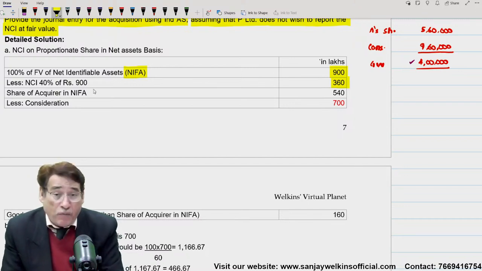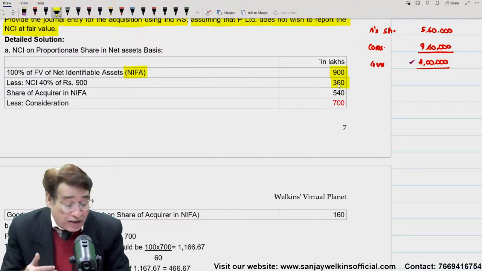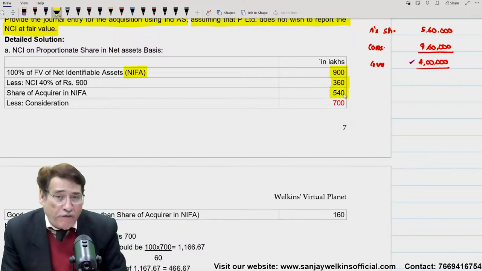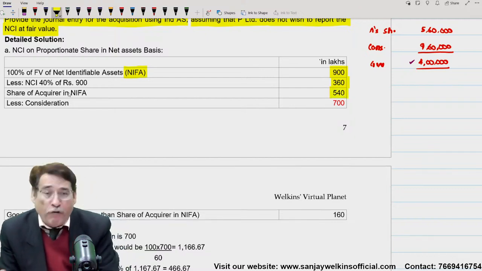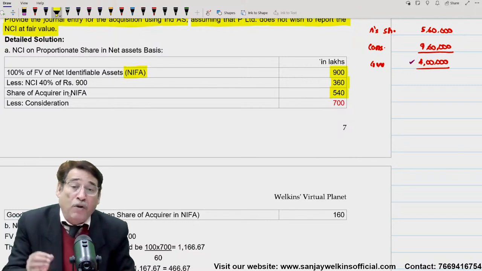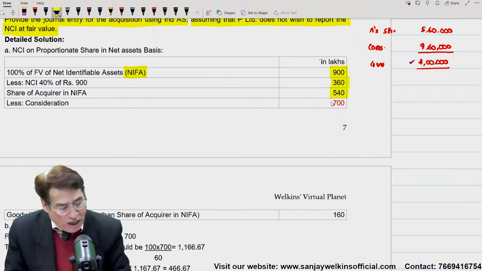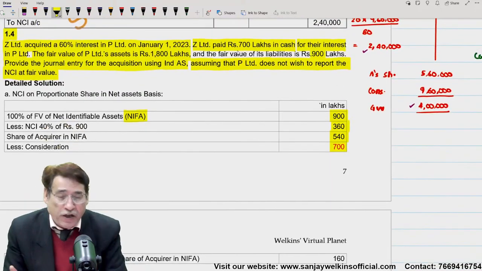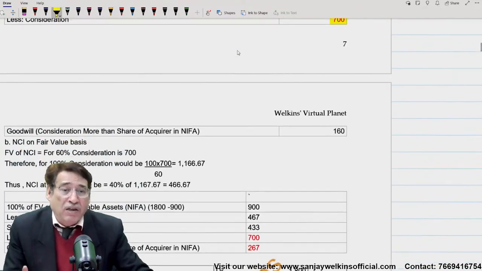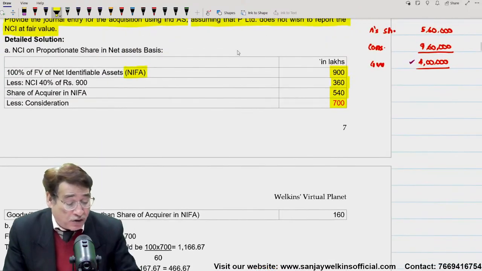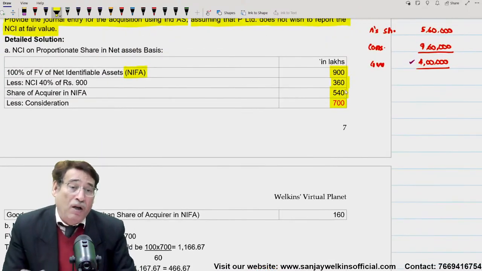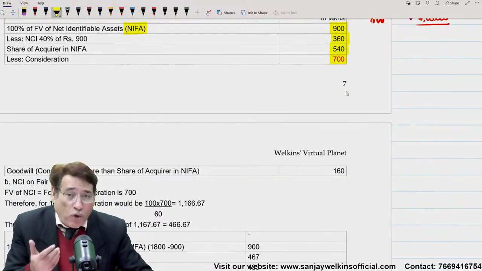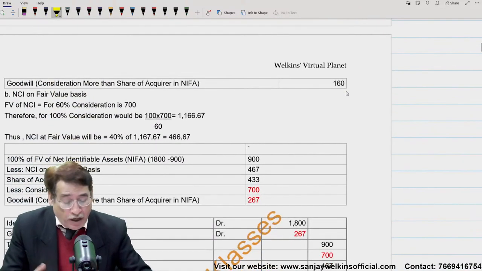And then I am going to subtract. By subtracting 360 from 900, we get 540. This 540 simply reflects share of acquirer in net identifiable asset on the date of acquisition. Then we have to compare it with the amount of consideration. The consideration amount is 700 lakh. And again, in this case, you can see the consideration is exceeding your net assets. So quite obviously that means you have paid more and you received less. That is why it is goodwill.